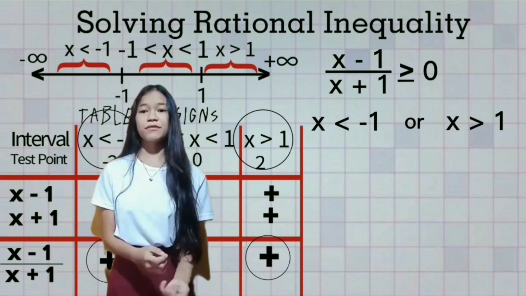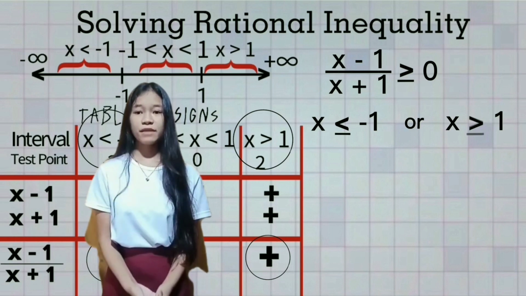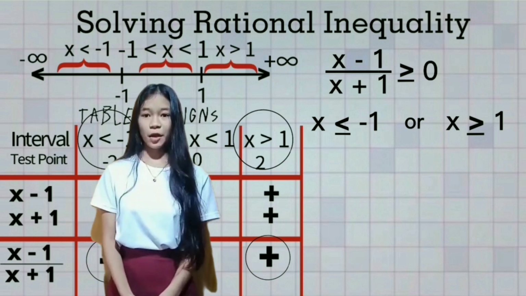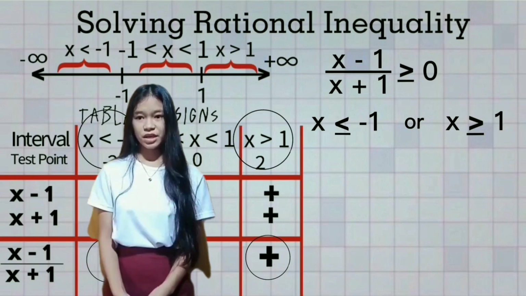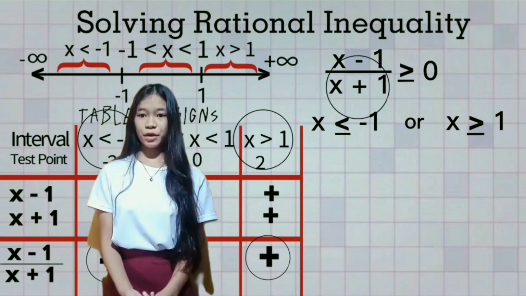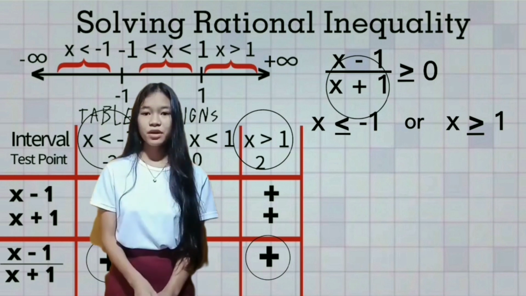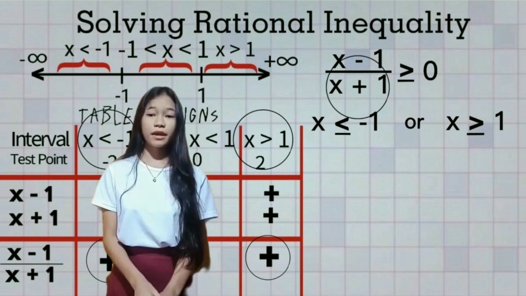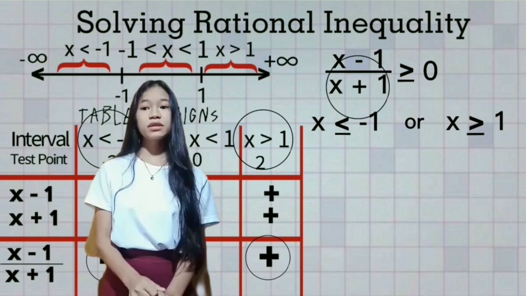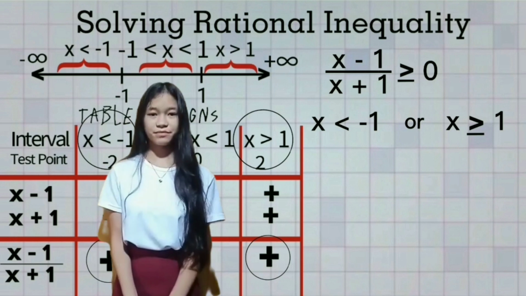If you notice that there is an equal sign in our rational inequality, it means we have to put an equal symbol in our inequality. But negative 1 is not in the domain, since our denominator will become 0 if we put negative 1. So therefore, we must not include negative 1 in x less than or equal to negative 1. So let's erase our equal sign.